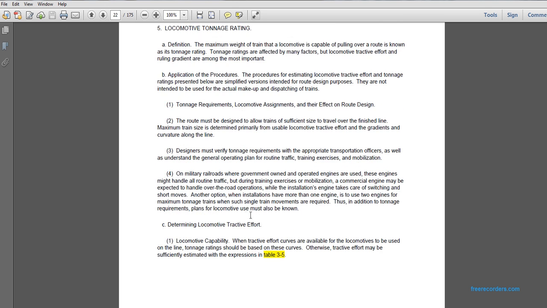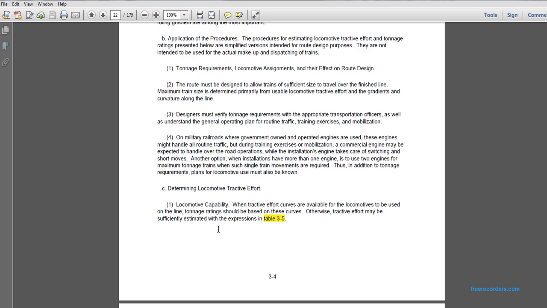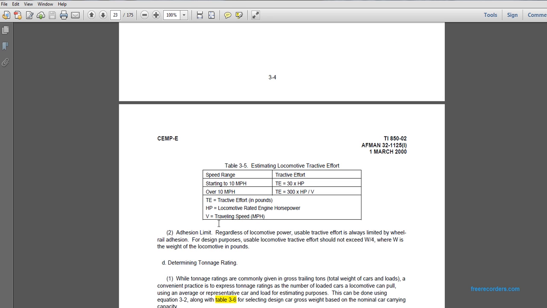C. Determining the locomotive tractive effort. Locomotive capability. The tractive effort available for the locomotives to be used on the line should be the basis for the tonnage rating, based on these curves. Otherwise, tractive efforts may be sufficiently estimated with the expressions in Table 3-5. Table 3-5, estimated tractive effort expressions. The speed range starting to 10 miles an hour has a tractive effort of 30 times the horsepower. Over 10 miles an hour, the tractive effort is 300 times the horsepower divided by the traveling speed in miles per hour.